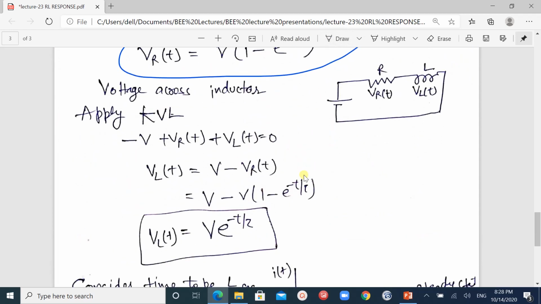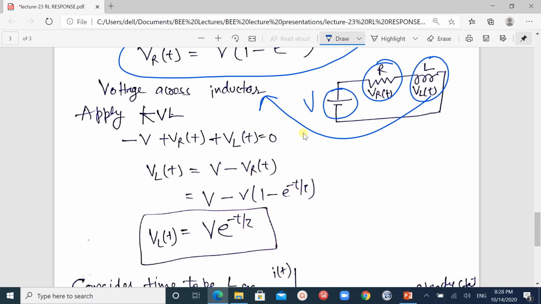Then we find the voltage drop across the inductor. We have two components, resistor and inductor. Apply the KVL. When we apply the KVL, the equation will become minus V, this supply voltage, plus the voltage drop across the resistor VR, plus the voltage drop across the inductor VL. So VL(t) is equal to V minus VR(t). We put here the value of VR(t), which we found as the voltage drop across the resistance. When we solve this, we get this equation, and this is the voltage drop across the inductor.